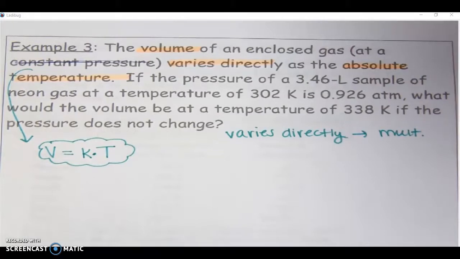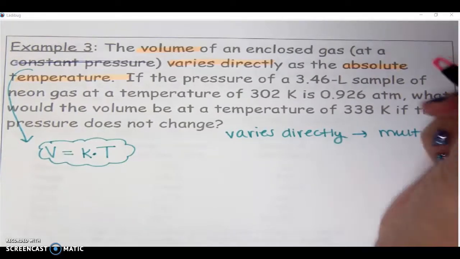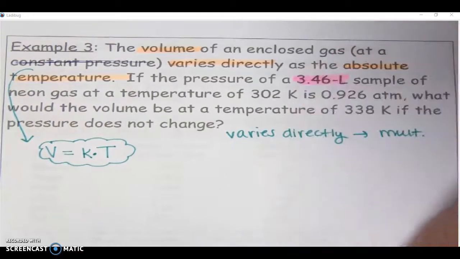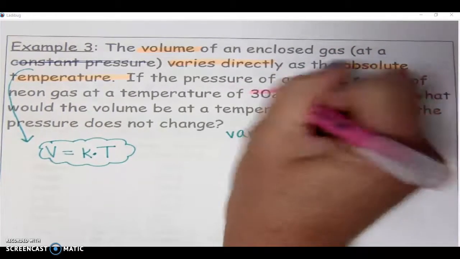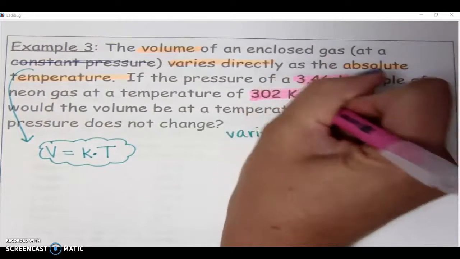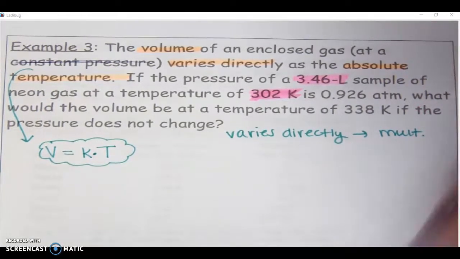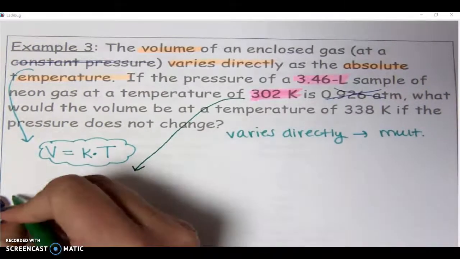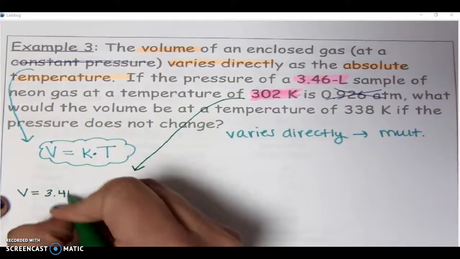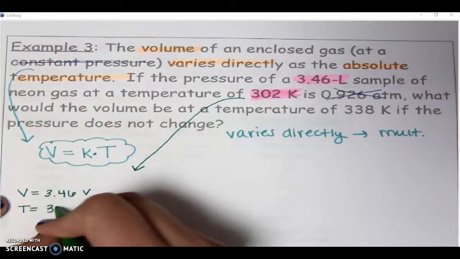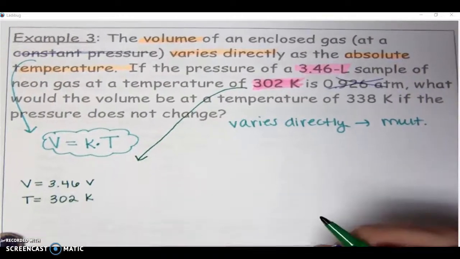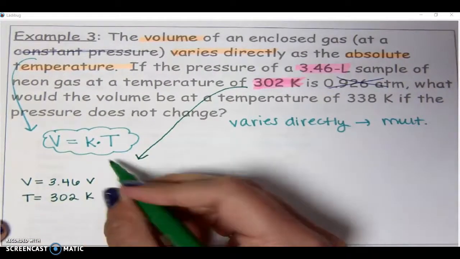So then it says if the pressure of a 3.46 liter sample, so that's some volume there, of neon gas at a temperature of 302 Kelvin is 0.926 atmospheres. Now that atmospheres is pressure. Remember, we don't care about pressure because it's constant. So for the next part, I'll write this down here, we have a volume of 3.46 and a temperature of 302 Kelvin. So I'm going to use this information to figure out what K is.